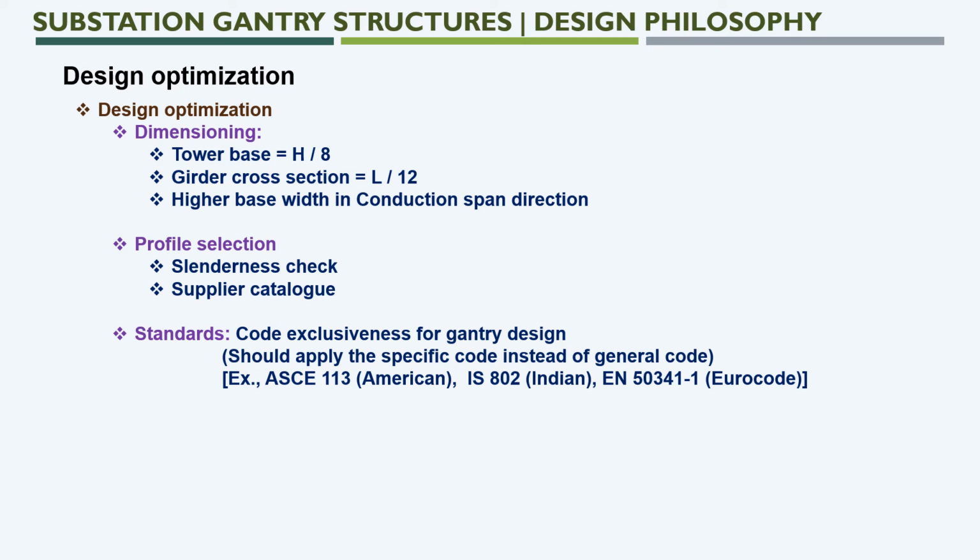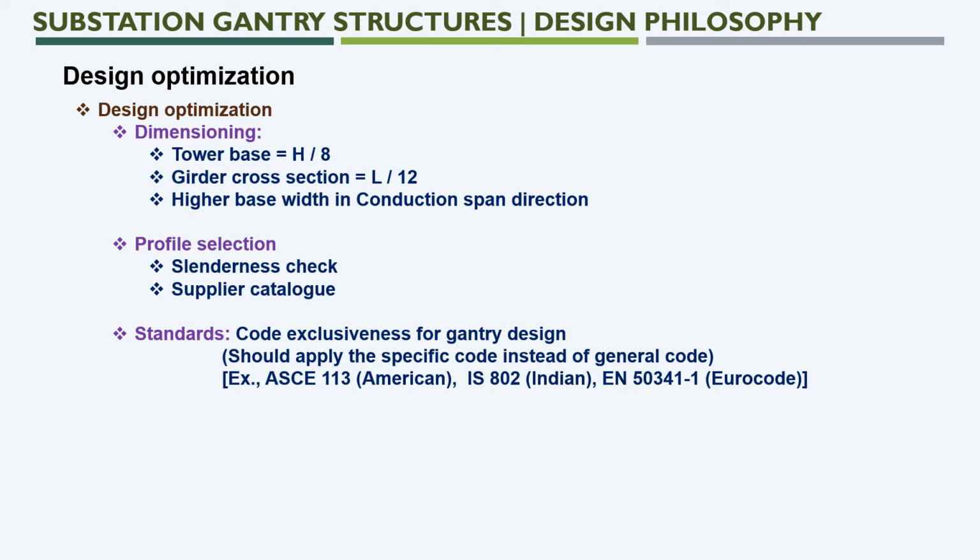In such a way, if the tower base is designed as h divided by 8 and the girder cross section is designed as L by 12, it is an optimized design, whereby I can complete this design calculation with an optimized solution, where the member profile and section can be optimized. It won't go beyond the expected range.